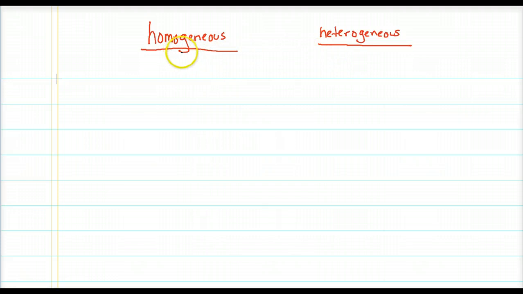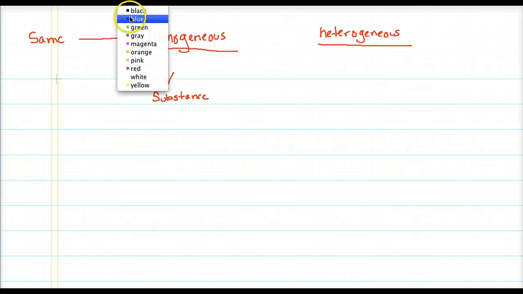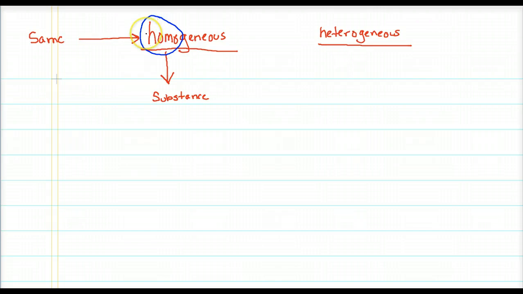Now, homogeneous can be broken down into something called a substance. A substance is anything that is pure. Now, the word homo means the same. So homogeneous is the same throughout. And the same throughout, okay, is very, very important to understand. If it's the same throughout, that means it has the same properties, chemical and physical. And we're going to describe those differences too in this lesson. Okay, so we have a substance.